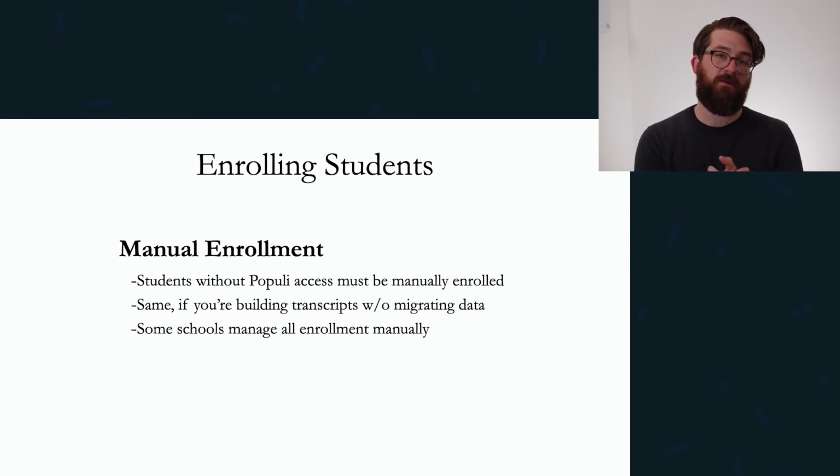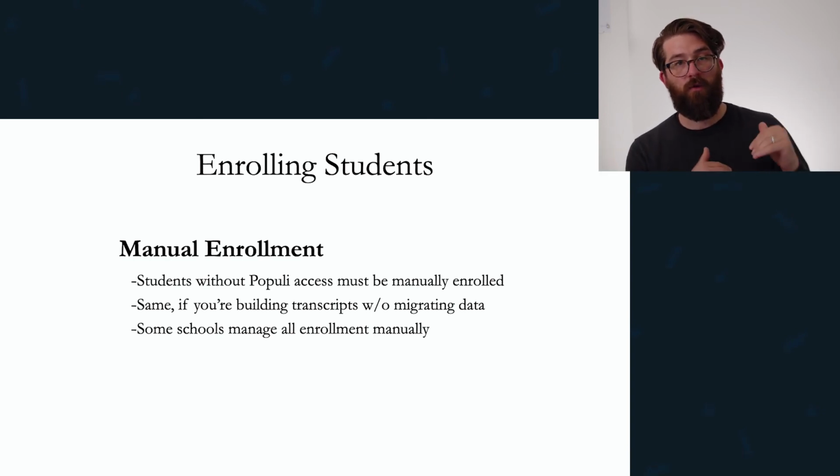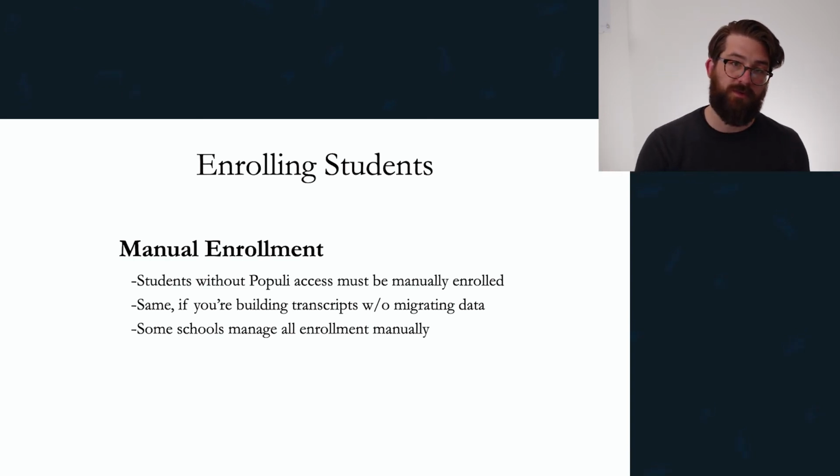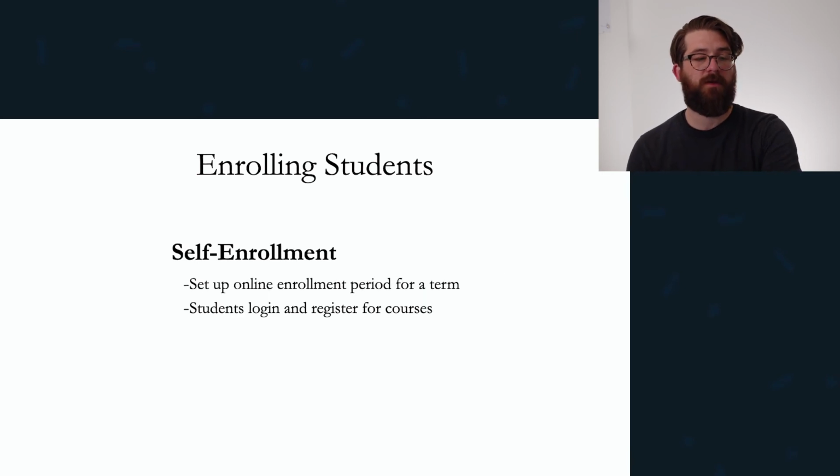You're also going to be manually enrolling students if you're building transcripts and haven't migrated that data in. So if you have a bunch of paper transcripts, you're going to work through those, set up your academic years and terms and course instances, and then work through those course instances, just enrolling students there manually. And then some institutions manage all of their enrollment manually. They just take care of that for students. And so that would be another situation for that.